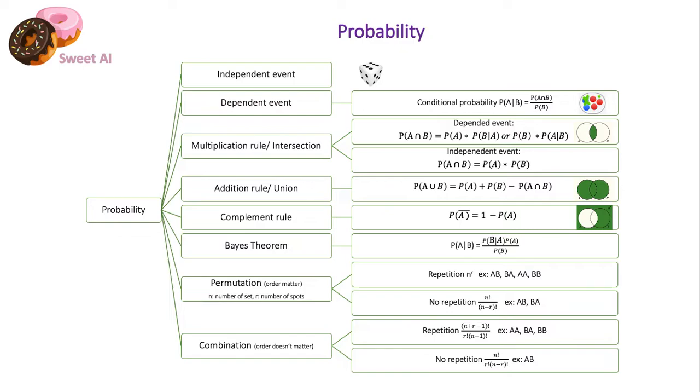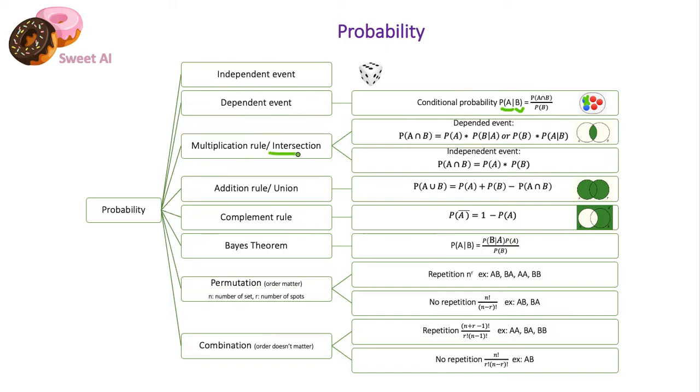So as you see, the outcome of one event has an impact on the outcome of other events, and this is where conditional probability comes into place. The way that we read this is the probability of A given B has happened, and this is how we calculate it.